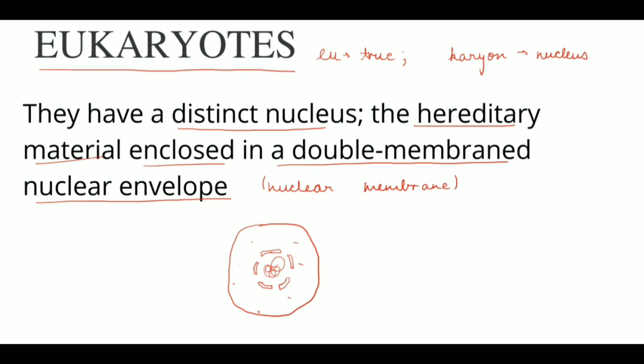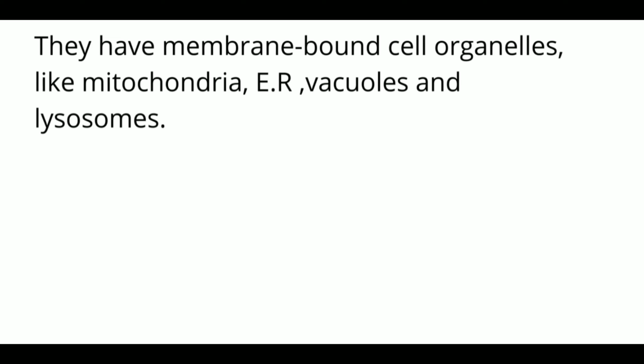Secondly, membrane-bound organelles are present, like mitochondria, endoplasmic reticulum, vacuoles, and lysosomes. It doesn't mean that they do not have ribosomes. They have ribosomes, and the ribosomes are of 80S type. Okay, so when I think of eukaryotes, you could think of animal cell, plant cell, in protists even, eukaryotic cells are seen, in fungi even.